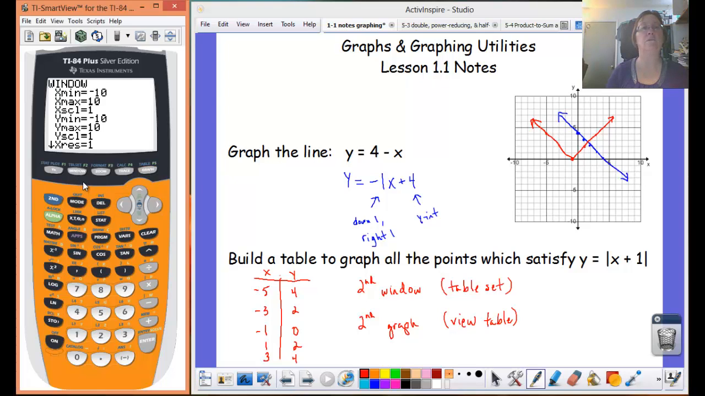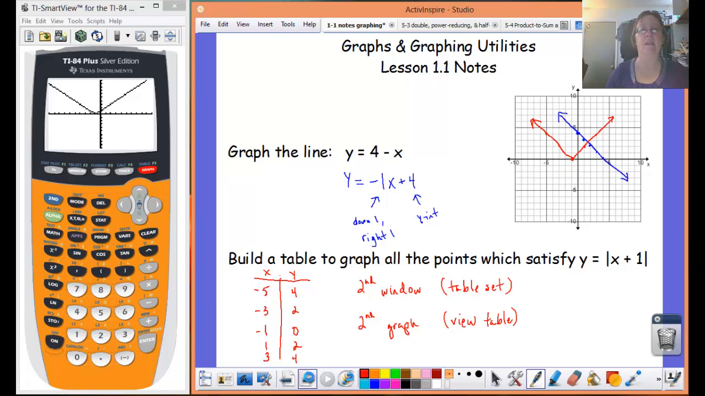The window that we would be wanting to look at is the same one that shows on your paper, negative 10 to 10, negative 10 to 10, and if we hit graph here, we'll see that absolute value V, sure enough, and we tagged it. Graphing Calculator is wonderful, and we are going to just introduce you to several of its features today.